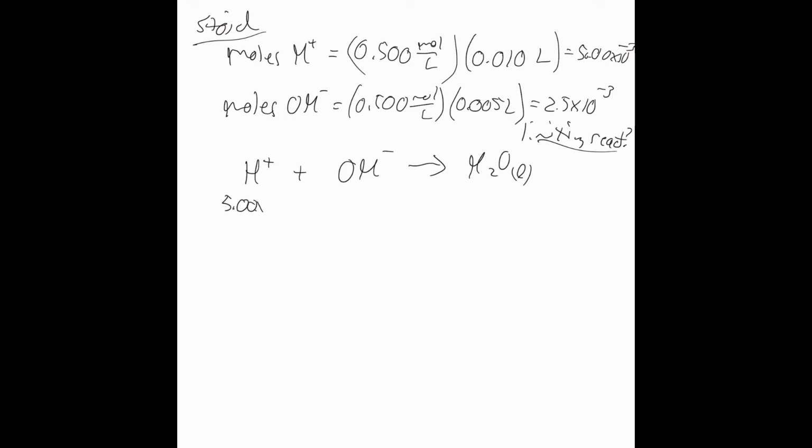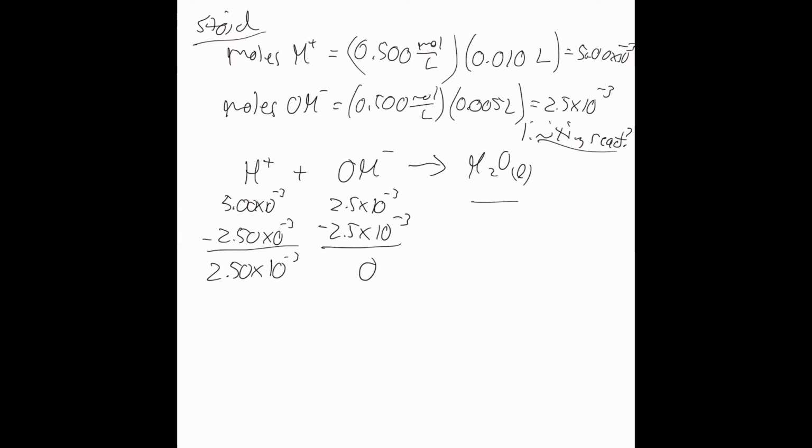So we have 5.00 times 10 to the minus 3 moles of H+, and 2.5 times 10 to the minus 3 moles of OH-. We don't care about H2O because it's not really going to matter. And so OH- is limiting. If we got rid of all of it, we would be left with 0 moles of OH-. Since it's 1-to-1, we would also get rid of 2.50 times 10 to the minus 3 moles of H+. But we would be left with 2.50 times 10 to the minus 3 moles of H+ after the reaction. Okay, so what's going to dictate our pH?